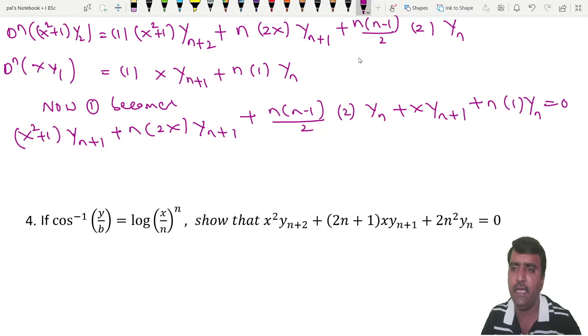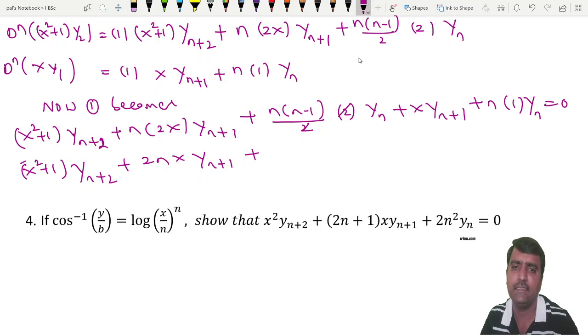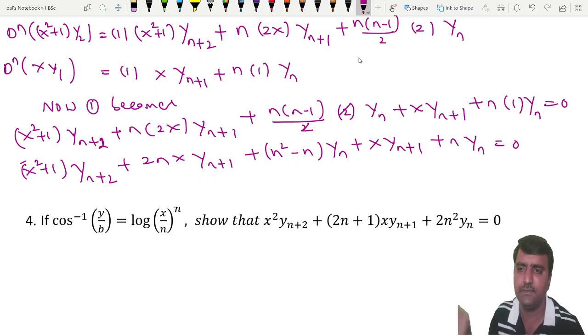Okay, so now we have x square plus 1 into yn plus 2, plus 2nx into yn plus 1. You can cancel this 2 and 2. You can multiply this, n square minus n into yn, plus x into yn plus 1, plus n into yn is equal to 0.